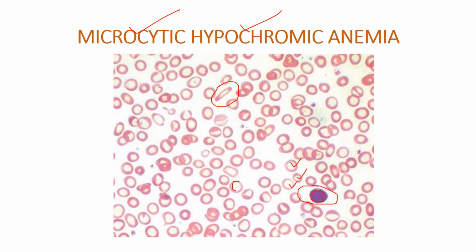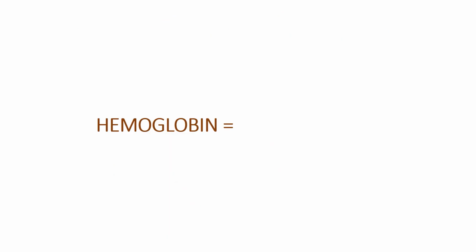And I'll just tell you where you see all these cells. So now, if someone asks you what are the causes of microcytic hypochromic anemia, you should be ready with that, because if you get a slide of microcytic hypochromic anemia, the examiner will definitely ask you what are the different types, what are the different reasons why you can get microcytic hypochromic anemia.